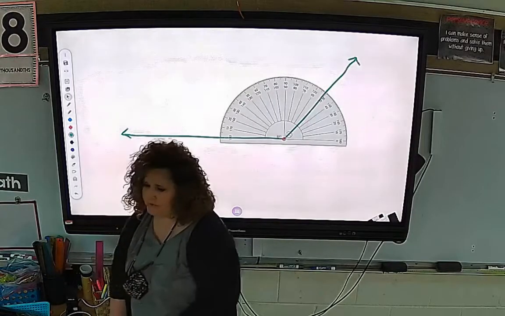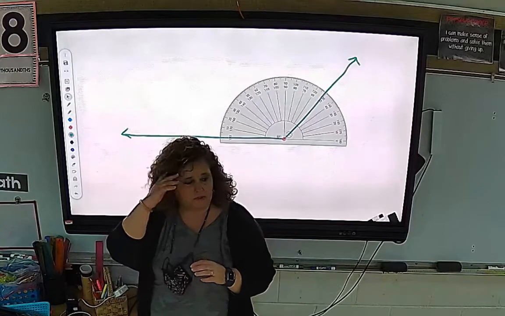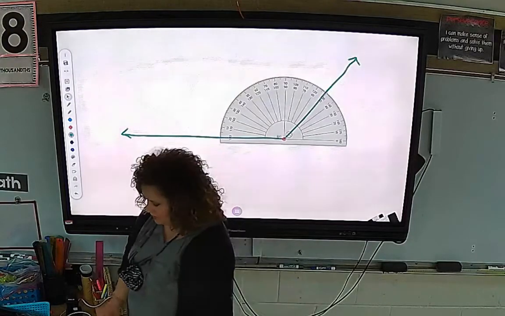All right, you've got two things to write on there. How big the angle is, like what the number is. But also they want you to write, is it obtuse or acute?